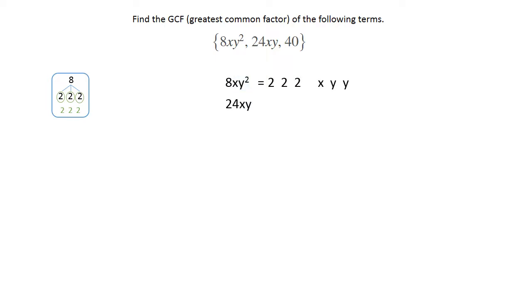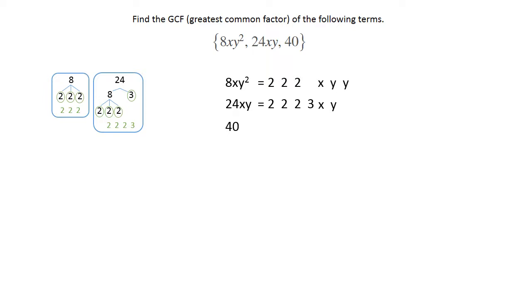Let's look at 24xy second, and let's break that one down. Starting with the 24, if we break down the 24, that has an 8 in it, which is the 3 2's and the 3. And we'll list those out. And the term also has an x and a y, so just one of each, 1 x and 1 y.